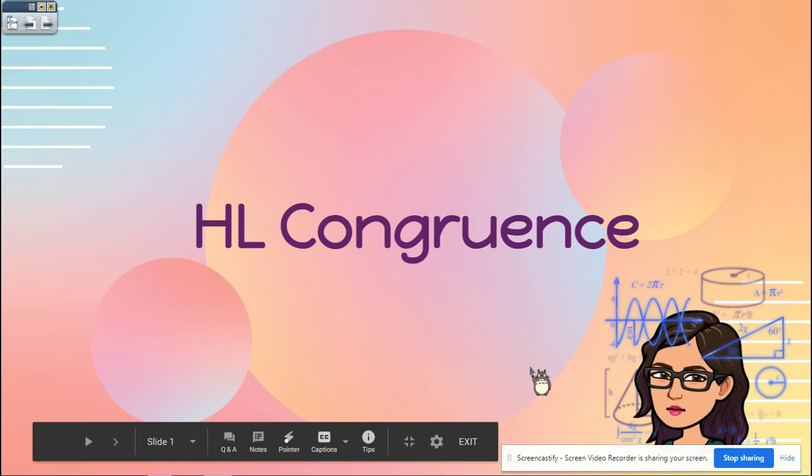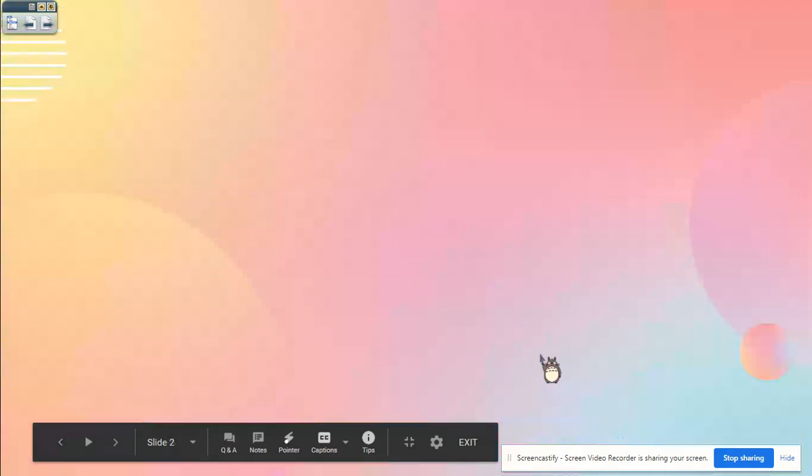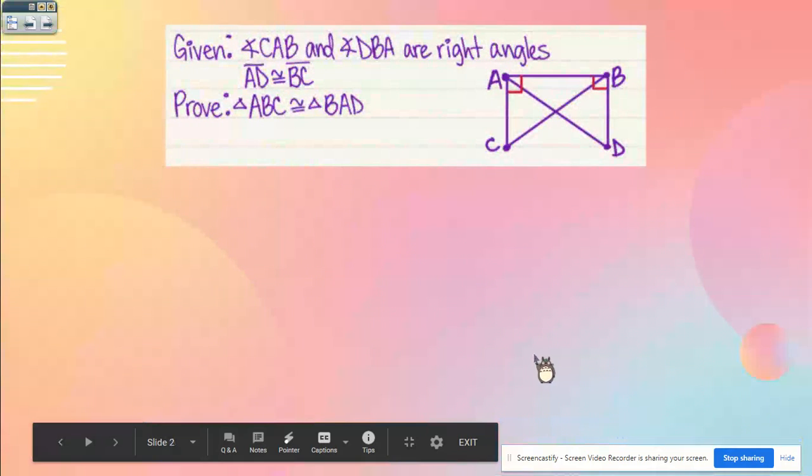Welcome to HL Congruence. H stands for hypotenuse and L stands for leg. So let's say we had these two triangles and we wanted to prove them congruent. So let me show you what they're asking for.